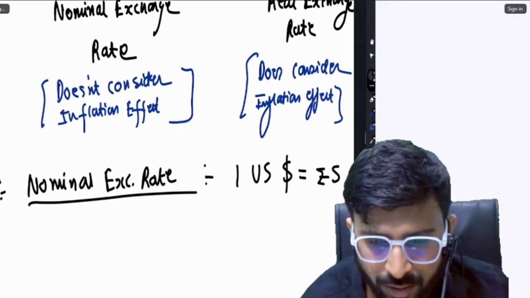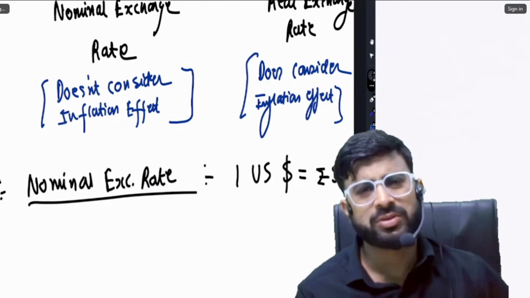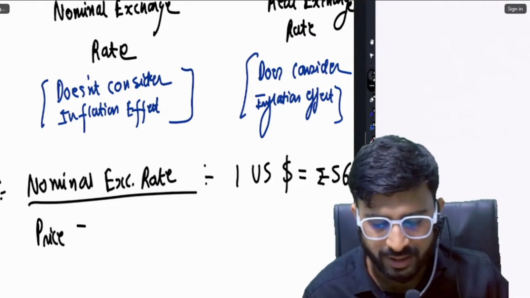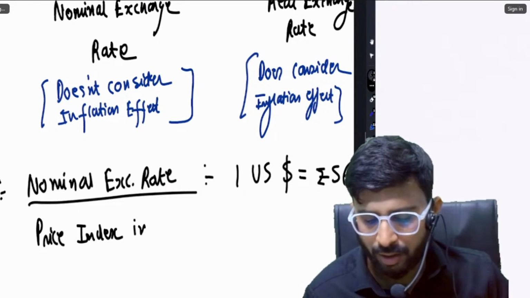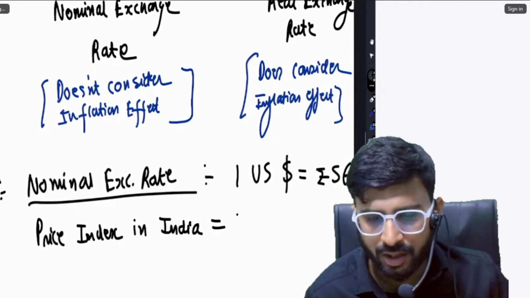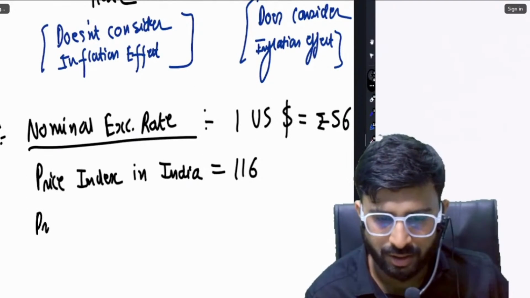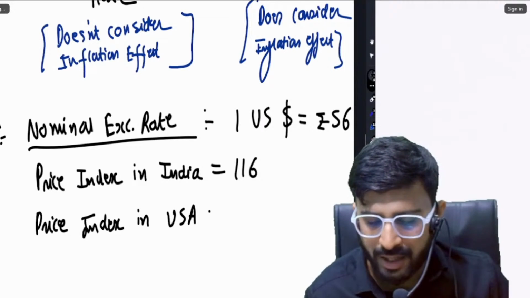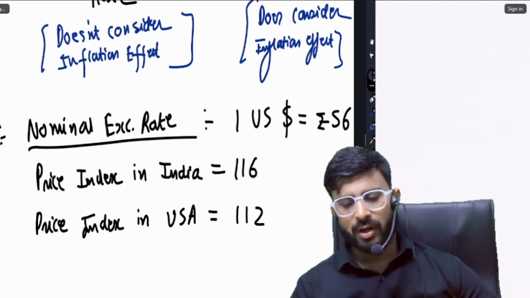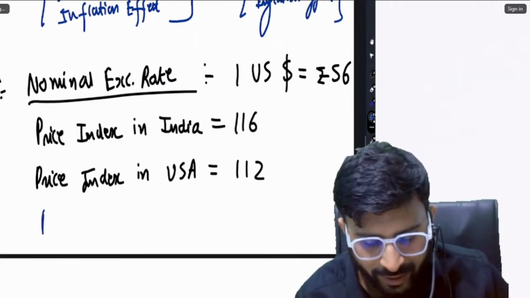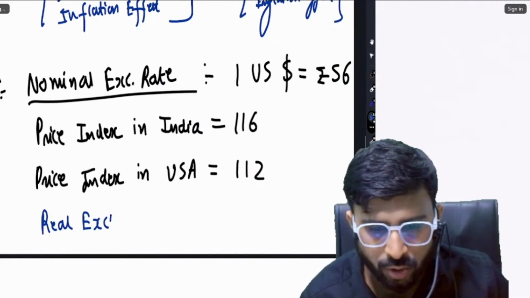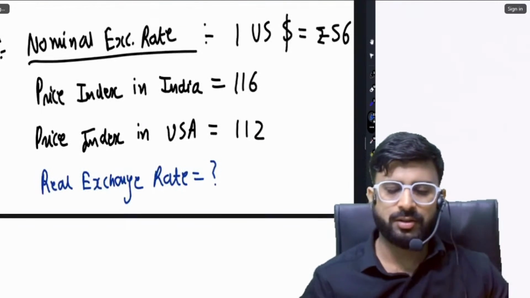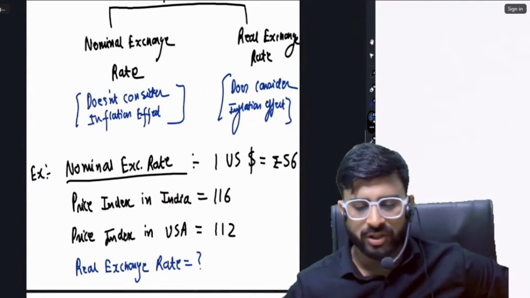1 US dollar equals rupees 56. Suppose, now, let's say the price index in India is 116. Let's suppose the price index in America is 112. The question will ask you, find out the real exchange rate. So here I'll also teach you the formula. First you copy this much down and then I'll tell you what the real exchange rate is.